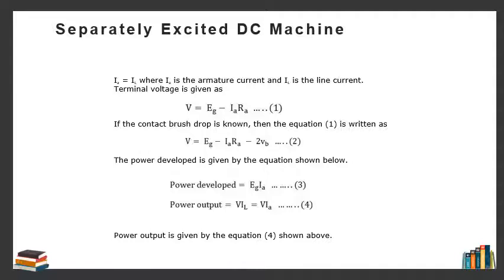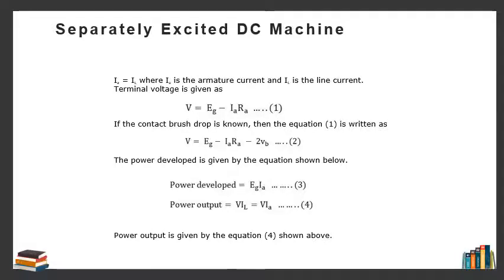In a separately excited DC machine, IA is equal to IL, where IA is the armature current and IL is the line current. The terminal voltage is given as V = EG - IA RA, where V is the terminal voltage, EG is the generated EMF or generated voltage, IA is the armature current, and RA is the armature resistance. If the contact brush drop is known, then equation 1 is written as V = EG - IA RA - 2 VB. VB is called the brush voltage.